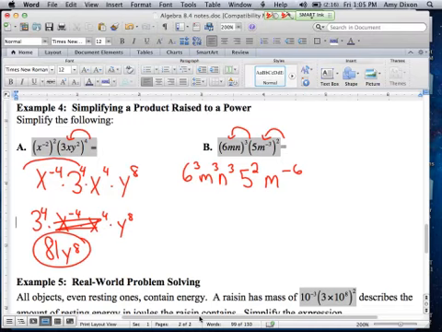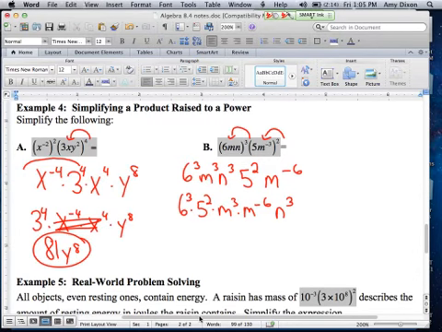Now I'm going to rearrange everything just like I did on the last example. I've got 6 to the third. That can be up front. I'm going to move 5 squared next to it. Then I'm going to put my m's together. And then I'll put my n. So I'm just rearranging, getting all my numbers together and all my like variables together.